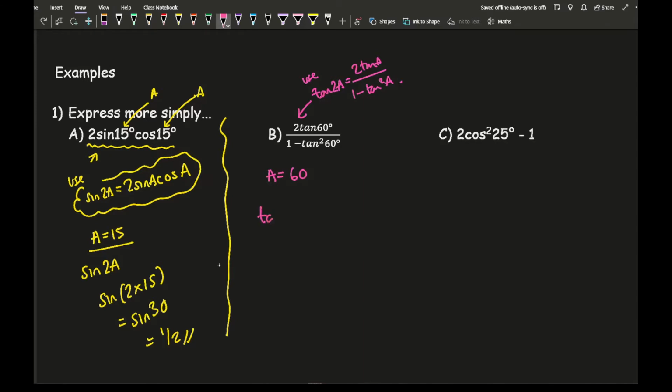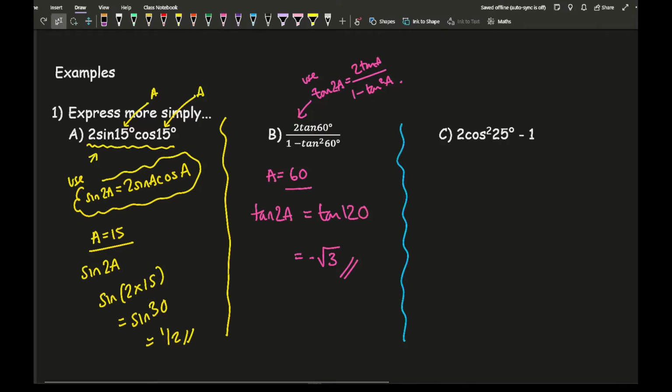Well, I'm going to deal with tan 2A, where A equals 60, so that's going to be tan of 120. And tan of 120, if you look at the graph or use CAS, whichever floats your boat, is going to give me an answer of minus root 3.